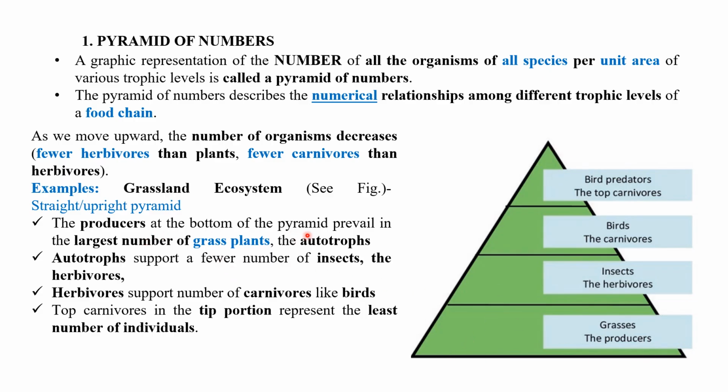The producers at the bottom of the pyramid prevail in the largest number: grass plants, the autotrophs. The numbers of the grass plants are more. Autotrophs support a fewer number of insects, the herbivores. At the next trophic level, herbivores support a number of carnivores like birds. Top carnivores, the tip portion, represent the least number of individuals. Bird predators, these are the top carnivores. So this is the diagram for the grassland ecosystem.